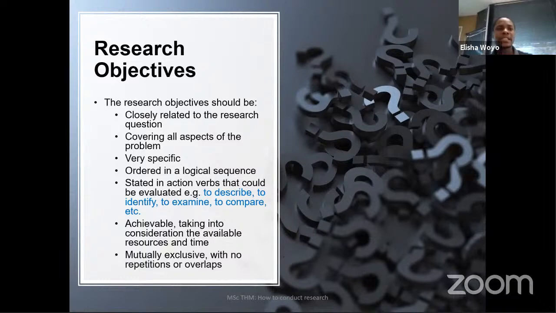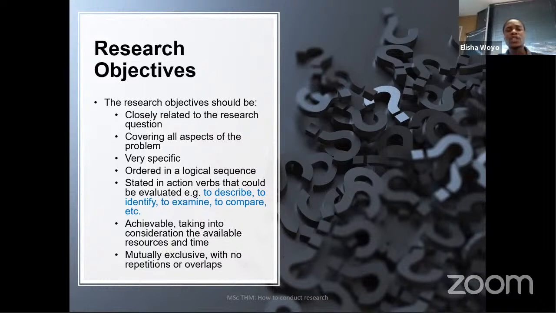And I'm sure you have learned this even in strategy or in management, that objectives need to be specific. They need to be ordered in a logical sequence. And you should be able to state them in action verbs. Don't formulate objectives using things that cannot be measured. So you need to state your objectives in verbs that could be evaluated.